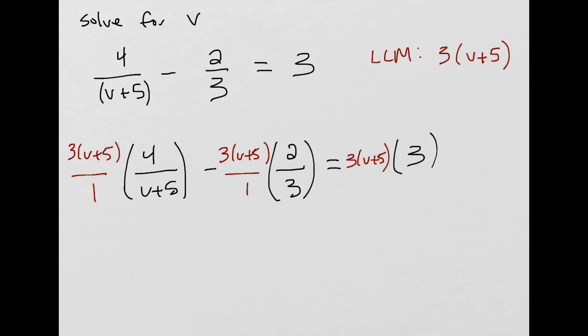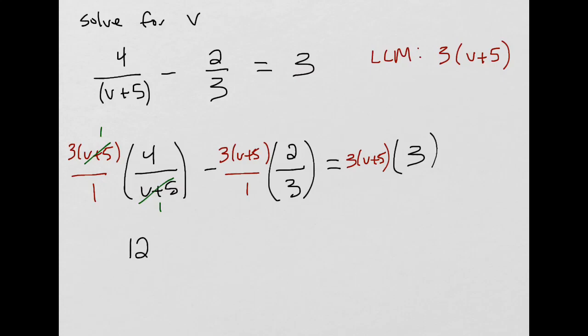Okay, the second step then is let's clear out what we can. So notice if we look at the first term, I've got a v plus 5 factor on the bottom and a v plus 5 factor on the top. That means I can divide top and bottom by v plus 5. And then all I'm left with is 3 times 1, which is 3, times 4, which is 12, over 1, which is just 12 still.